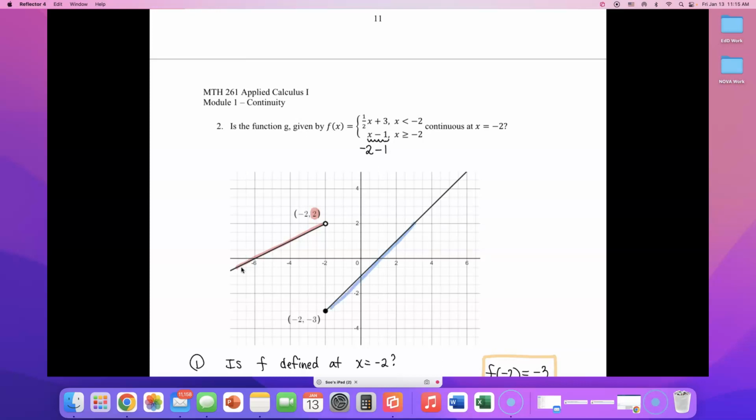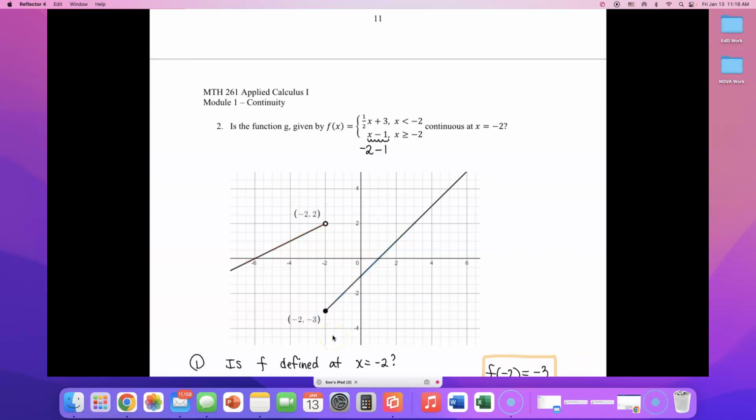The right-hand limit, though, as it is approaching -2 from the right, is going down to -3. Obviously, 2 and -3, they're different. So the left-hand limit is 2. The right-hand limit is -3. They're not the same. So the general limit does not exist because these are different. Well, we have to write that down.